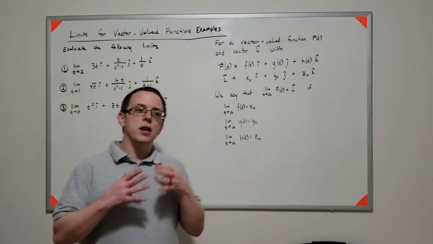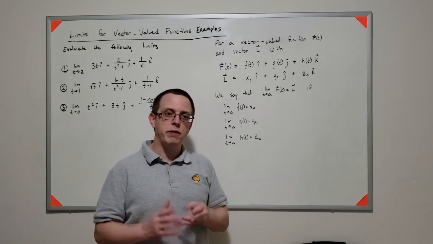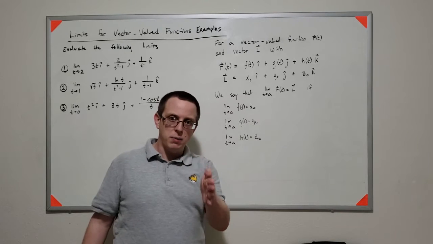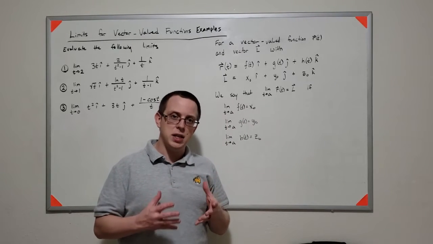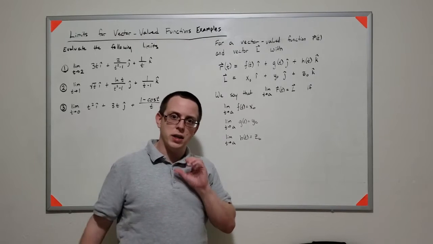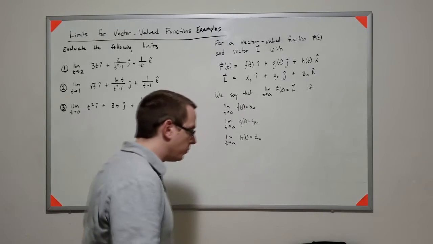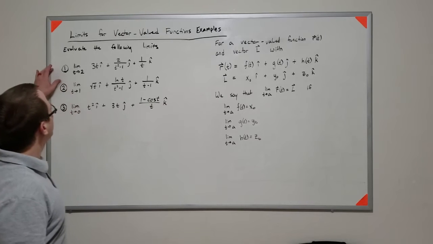That means that essentially to take the limit of a vector valued function, we take the limit of each individual component, and if those limits exist and are real, we say that it converges to some vector. So let's take a look.